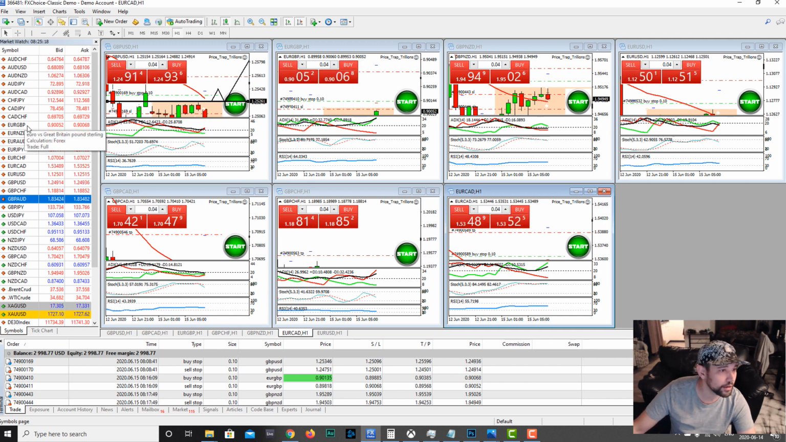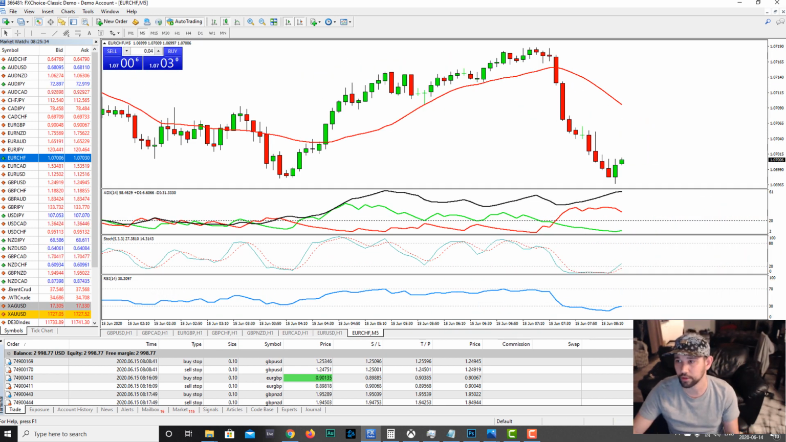EUR GBP, I have that. What don't I have? GBP CAD, I have GBP CAD. GBP NZD, yep, I have that. EUR CHF. Do I have EUR CHF? No, I don't. So I'm going to drag that onto the screen.